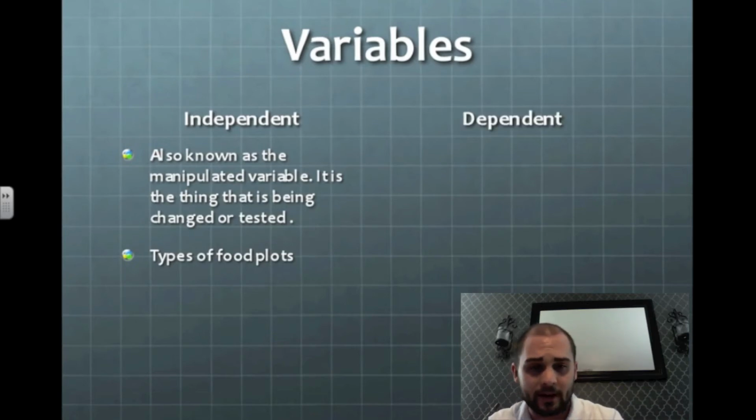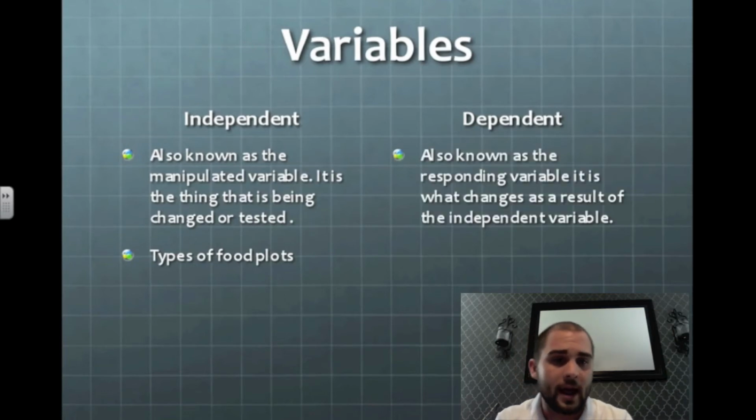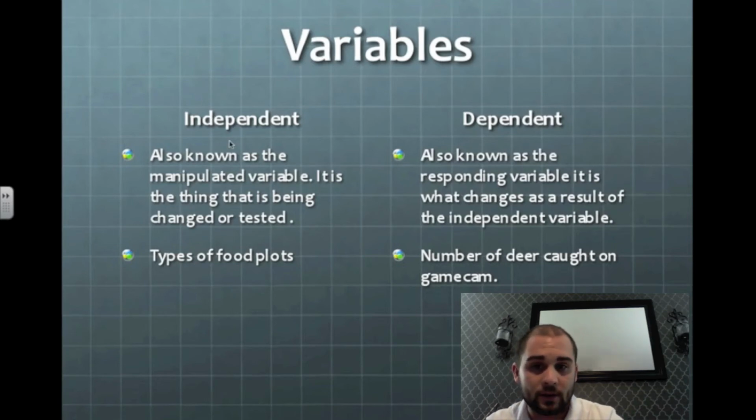We have our dependent variable, also known as the responding variable. It is what changes as a result of the independent variable. So in our experiment, that would be the number of deer caught on the camera, because the food plots are the independent variable. The number of deer that go to whichever food plot, that is going to be our dependent variable, because it's affected by the independent variable. Okay, I control the independent variable. The dependent variable is dependent upon the independent variable. All right, those are ways to remember it.